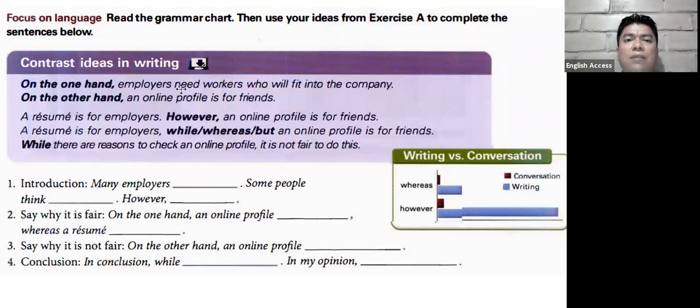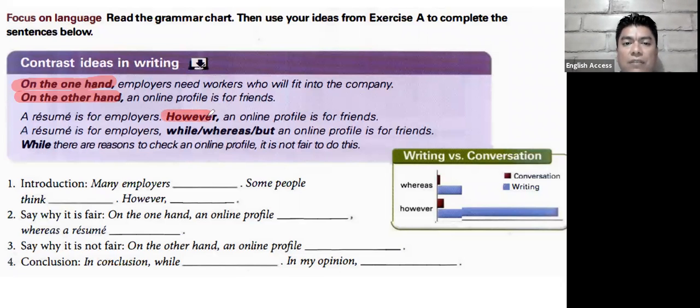Focus on language. Read the grammar chart and then use your ideas from exercise A to complete the sentences below. You have to write your ideas, the ideas that you thought about, and use these connectors to contrast your ideas. On the one hand, on the other hand. What is this? It's basically what it sounds like, okay? On the one hand, but on the other. So maybe one is good, the other one is bad, or maybe one is bad, but the other one is good. Contrasting different ideas.